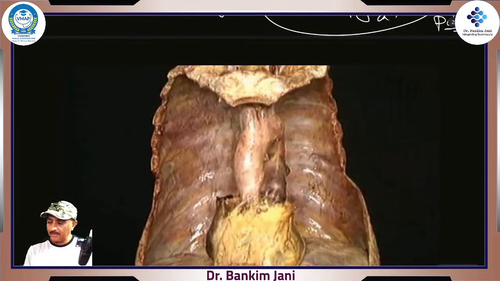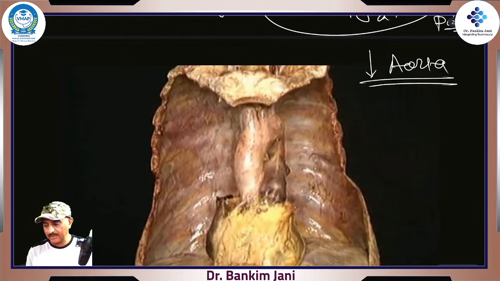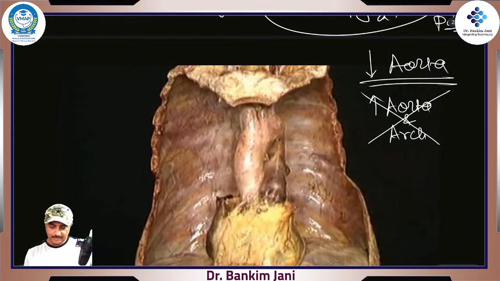Achha. Now we talk about the descending aorta. For the descending aorta, to see it properly, we remove the ascending aorta and arch, right? So we remove that, and chalo, we remove the heart also. Very painfully we remove the heart temporarily. Here it is, right? That's the descending aorta.